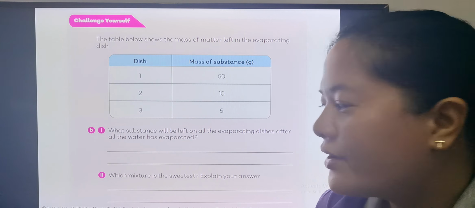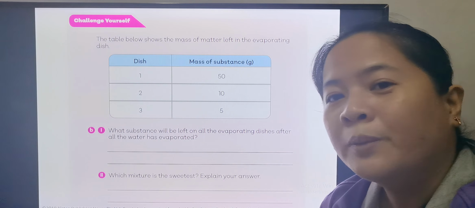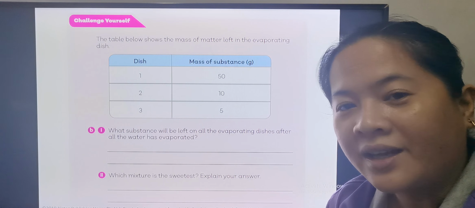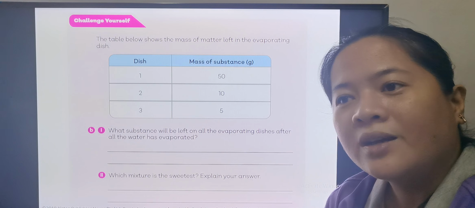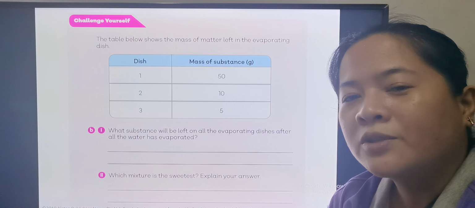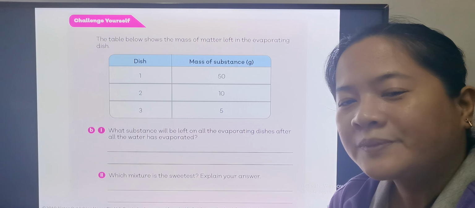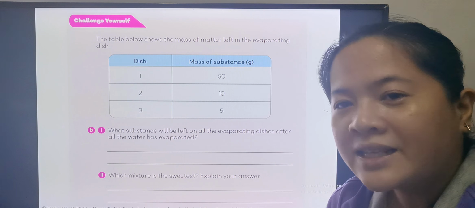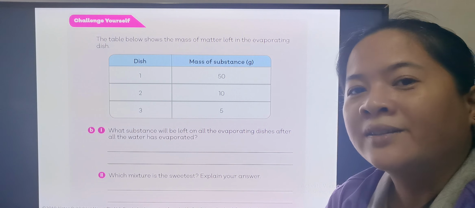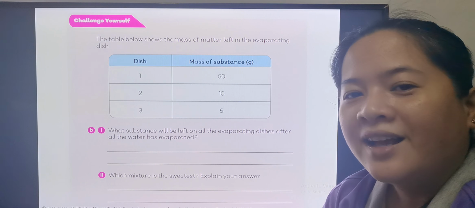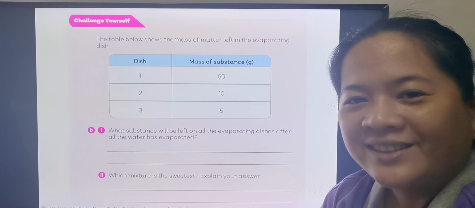For today you have to answer workbook page 19 and 20. I hope you try to answer this. Next week I'm going to demonstrate to you some of the separation techniques, and next week as well you're going to make a video about separation techniques. I'm going to explain next week.